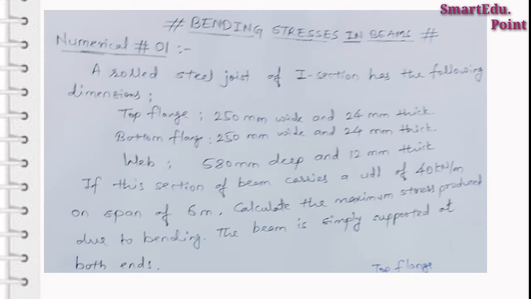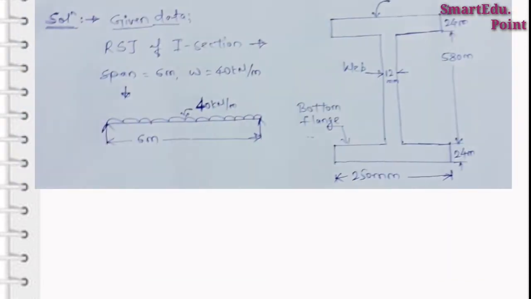of length 6 meter, which is simply supported and has 40 kilonewton per meter of UDL over the entire span, and it has a symmetrical I section, that is, top and bottom flanges are of size 250 mm by 24 mm and the web is of size 580 mm by 12 mm, and we have to find the maximum stresses induced due to the bending. Before solving, we will just summarize the data.